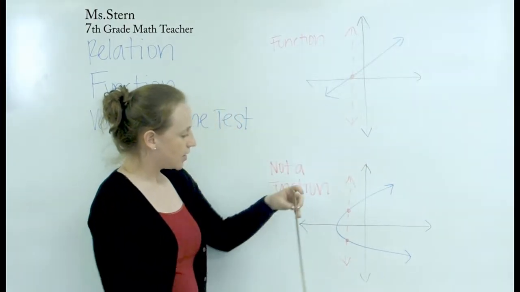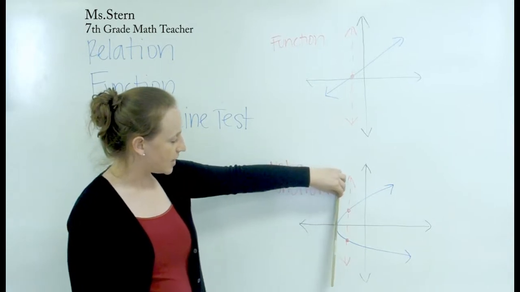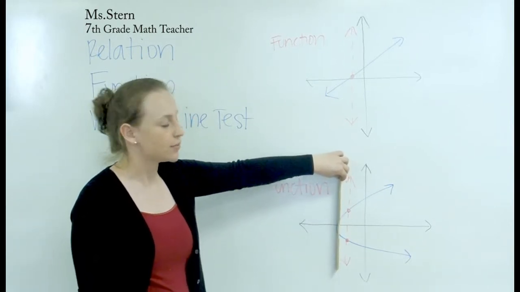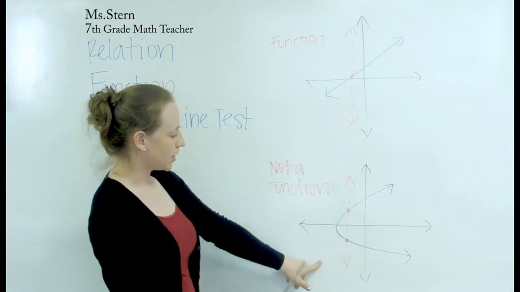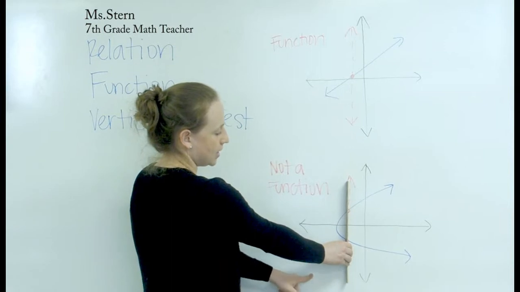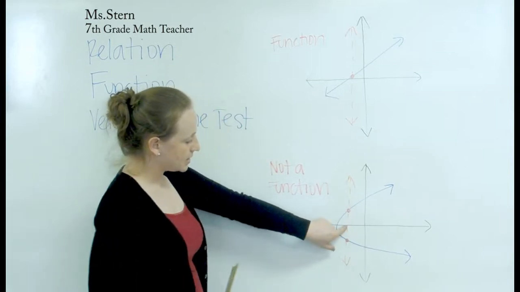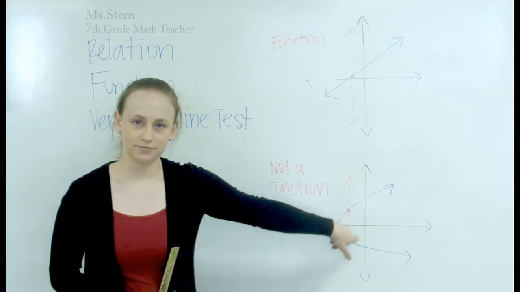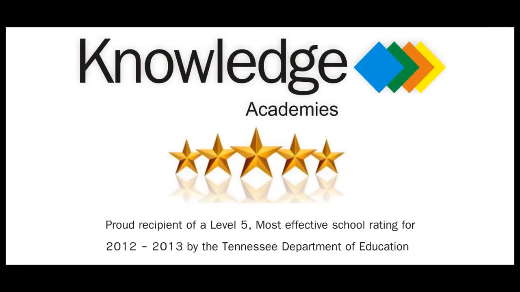But if you drag your vertical line across the graph and it hits more than one point, that means that some inputs have more than one output, which would make it not a function. So if we're looking at this graph, if I'm dragging my vertical line across the graph, I'm hitting 2 points at once, which means this x value produces two outputs, which means it is not a function.